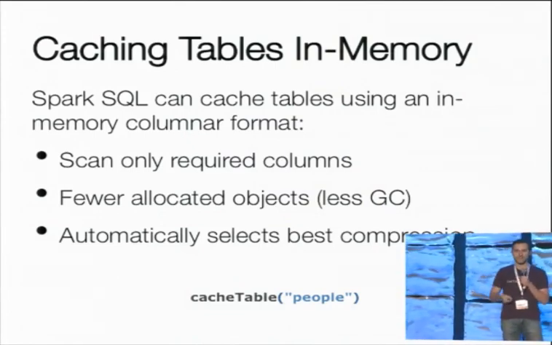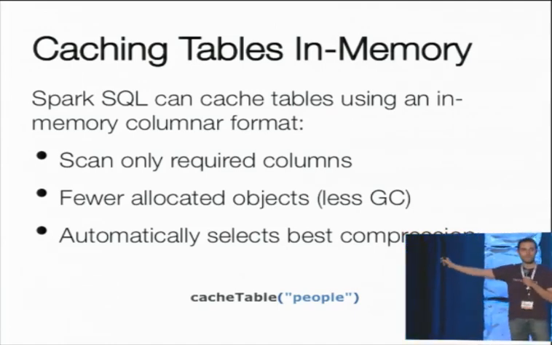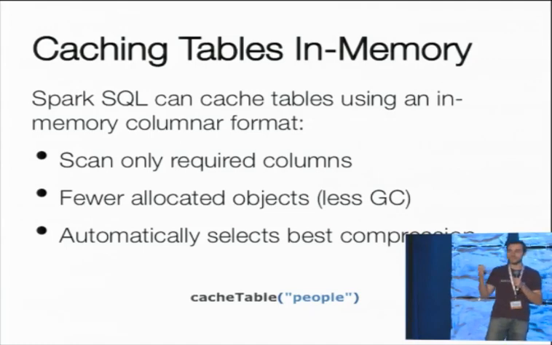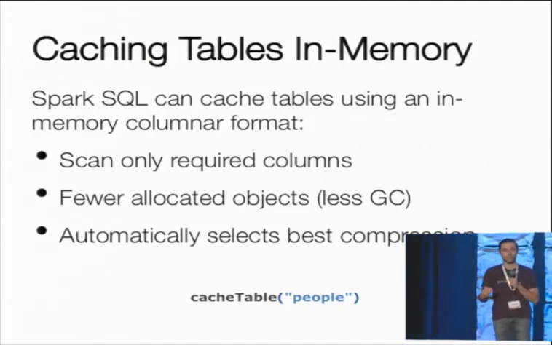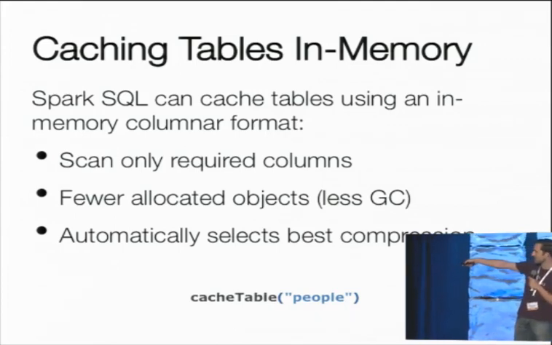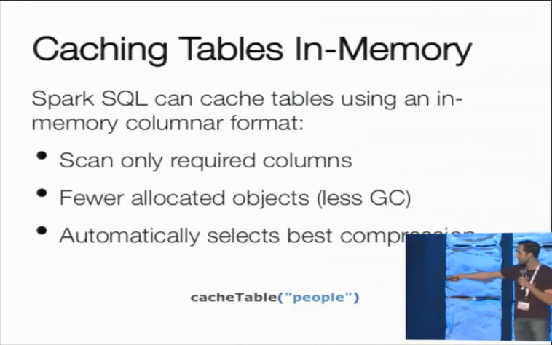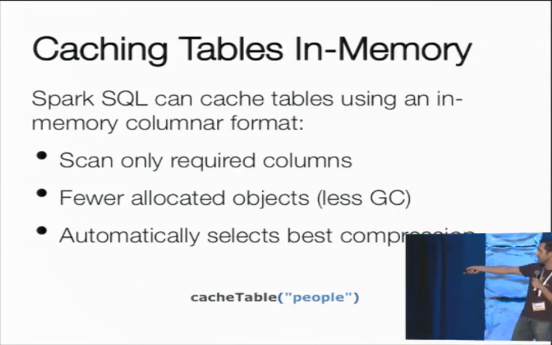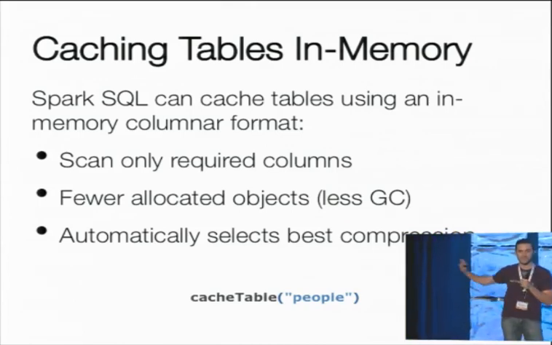We have dictionaries. And the cool thing is we automatically select the best compression there. So even if you're not using SQL, changing your data into a schema RDD can let you cache it more efficiently inside of Spark. And we do all of this automatically. The way that you cache a table right now is just by calling cache table and then passing in the name of the table. Just like a Spark cache, this is a lazy operation.